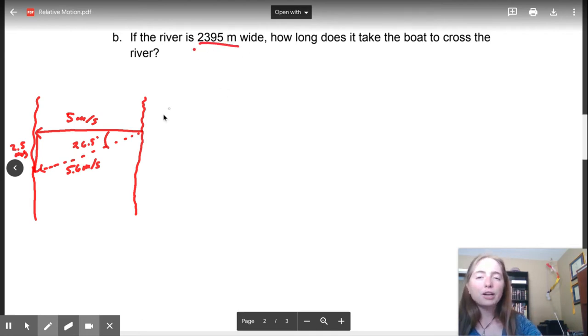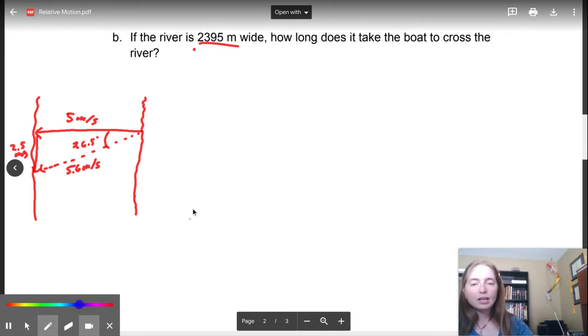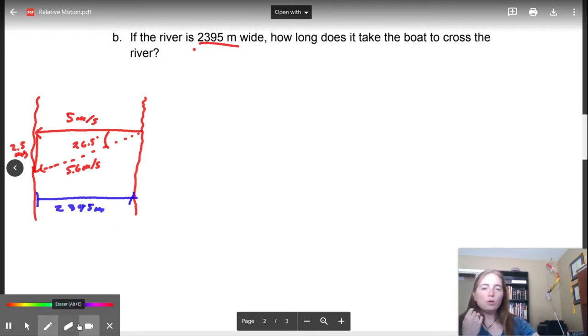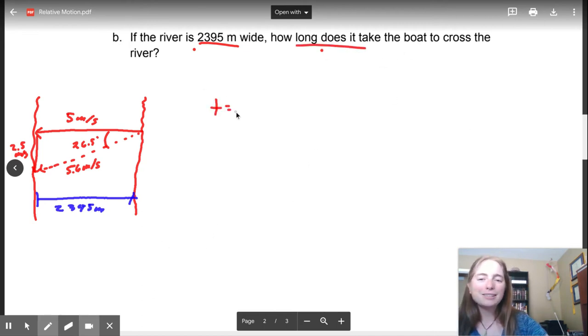Now we're going to add some new data. If the river is 2,395 meters wide, so that means all the way across, that's a 9. Okay. How long does it take the boat to go across the river? Well, we are trying to find time here. Because we're trying to find time, and we're dealing with uniform motion, what's a good way to go? V equals d over t.